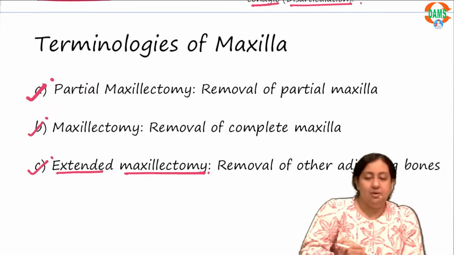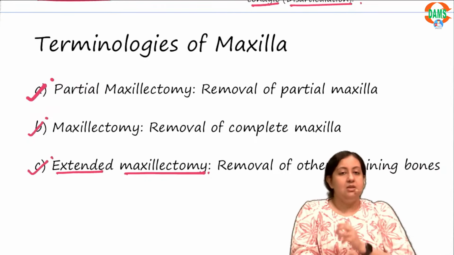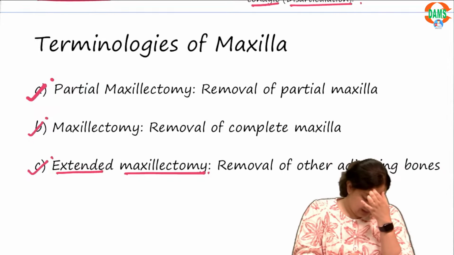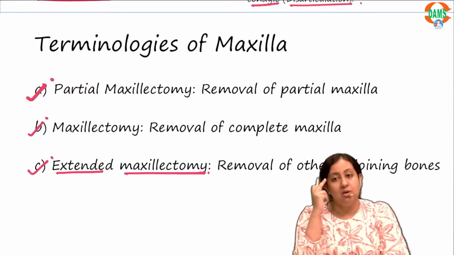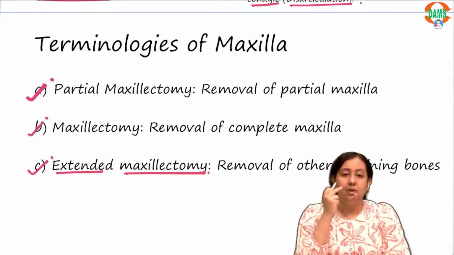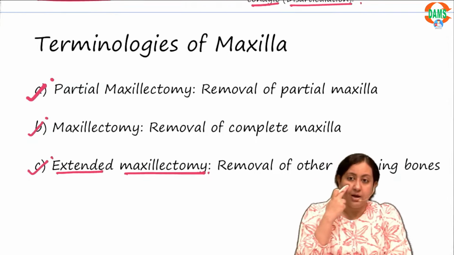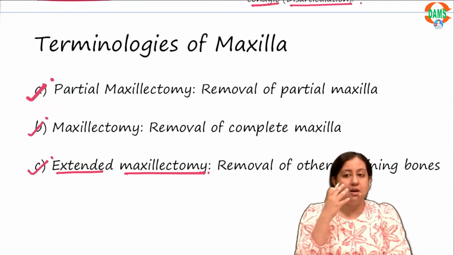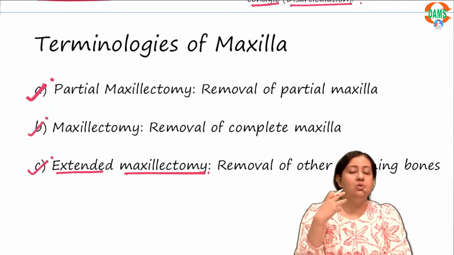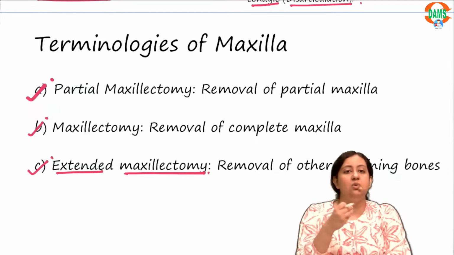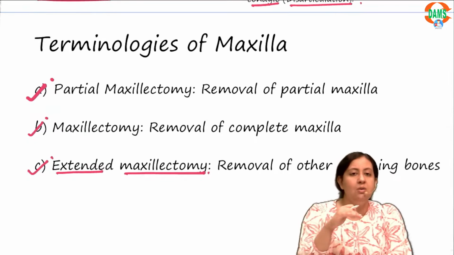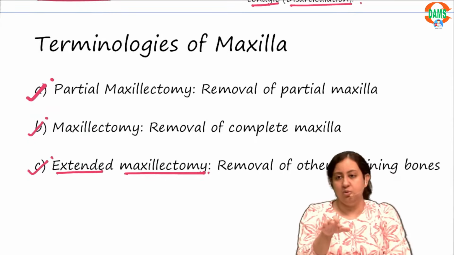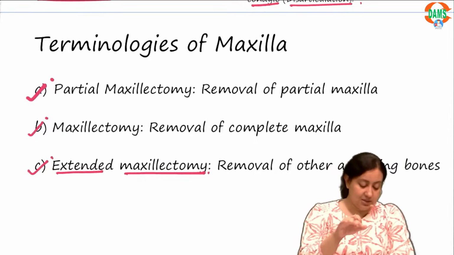Extended maxillectomy. So sometimes what happens is, when you are removing the maxilla, you may remove a part of the nasal bone, a part of the temporal bone, a part of the orbital bone. So when along with maxillectomy you are removing adjacent or adjoining bones, then it is known as extended maxillectomy. That means you are going beyond the scope and boundaries of the maxilla and you are also removing the adjacent bones. So I hope this is clear to you.